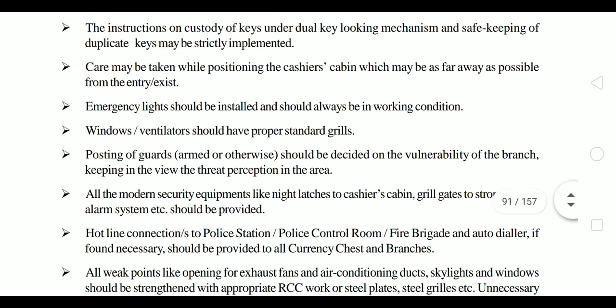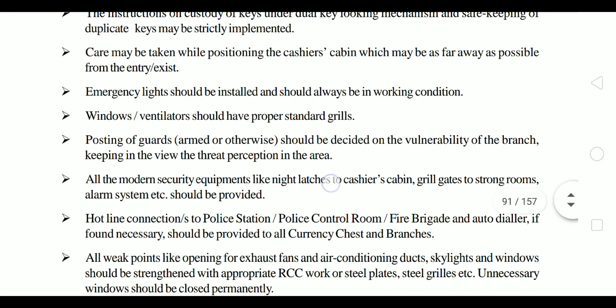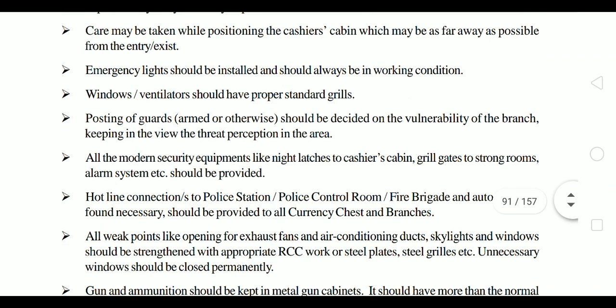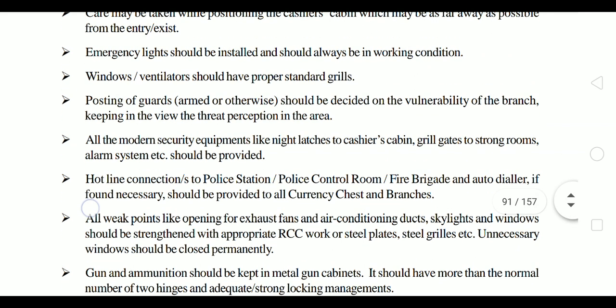and safekeeping of the duplicate keys at any other place. Next is that care may be taken while positioning the cashier's cabin. The cashier cabin should not be right at the side when we enter or exit. So it should be as far as possible, away from the entrance or the exit points. All the emergency lights should be installed, and they should always be in proper working condition.